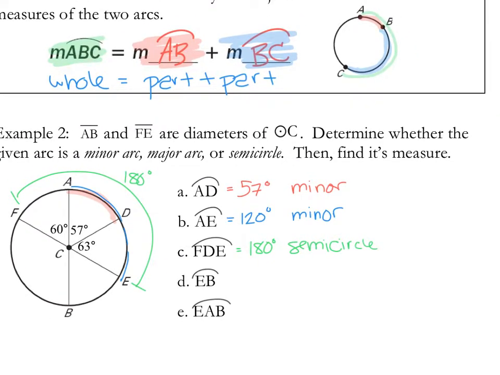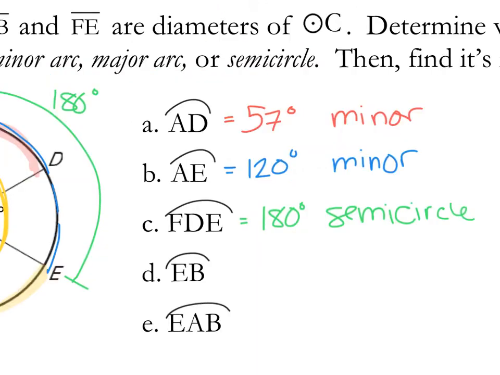Now, here's a little trickier part. I have to come up with EB. Well, if I look, this whole angle here is 180. So now I just have to subtract from 180, 57 and 63 to get your angle. So that would be 60 degrees. And that is a minor.